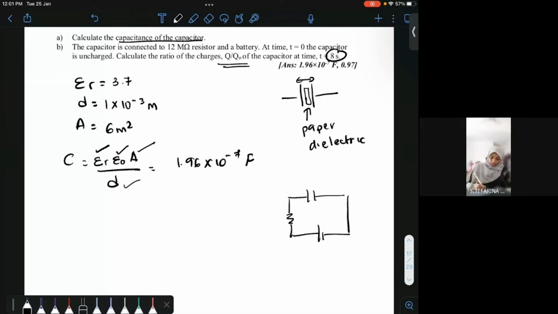So bila T sama dengan kosong, okay, kita belum charge. Lepas tu as the time starts, you're going to charge. Okay, kita akan mula charge. As you're slowly charging, you're going to put the charge into it. Okay, so dia tanya, after 8 second ini, apa ratio of the charge stored at 8 second to the maximum charge yang dia boleh simpan itu.